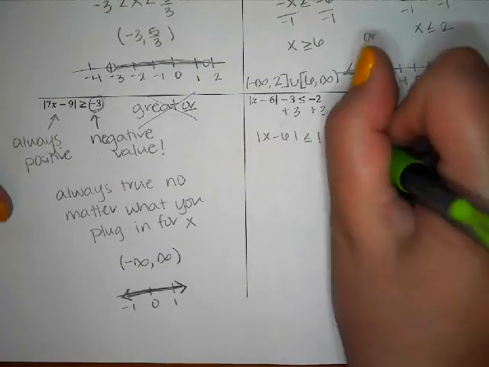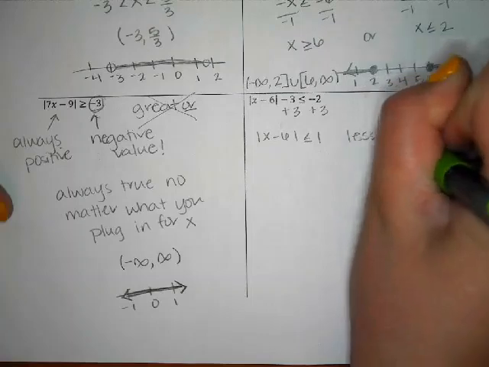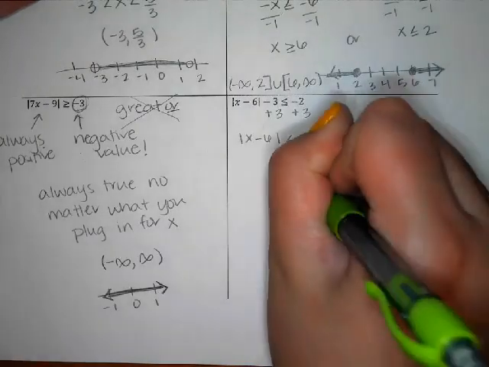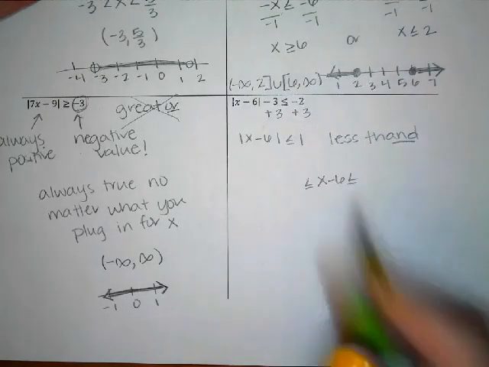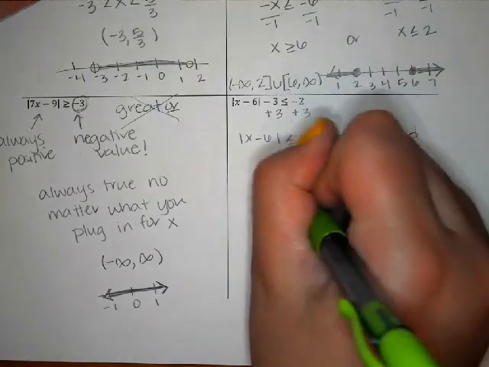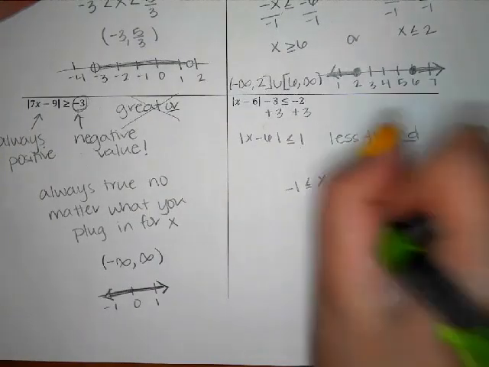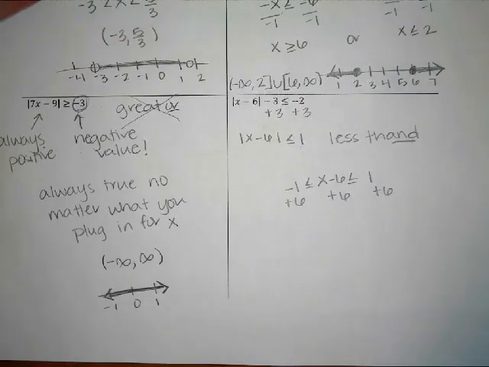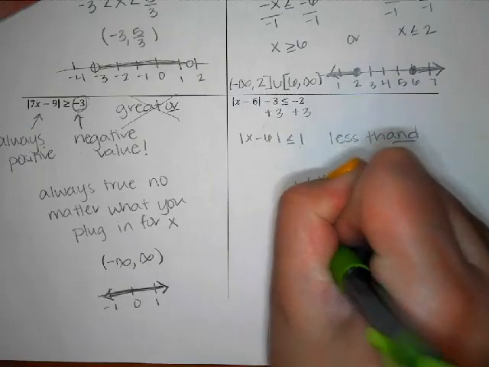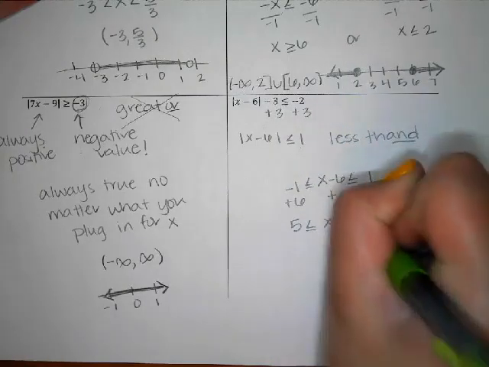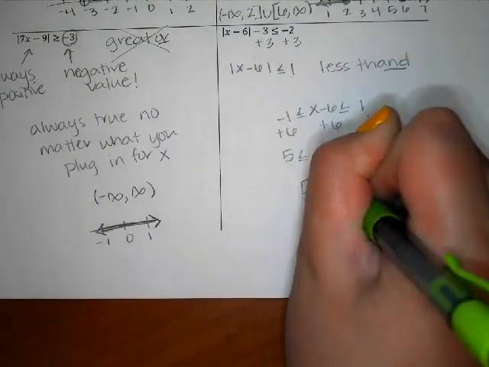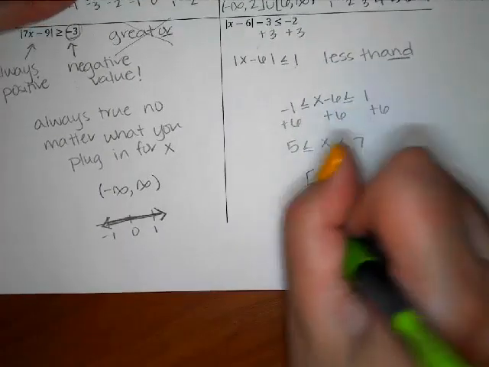This is a less than problem. And we know that less than problems make a sandwich. So x minus 6 is sandwiched in between positive 1 and negative 1. And then we can go ahead and solve it. So we have 5 and 7. X is in between 5 and 7. So there's our interval answer.